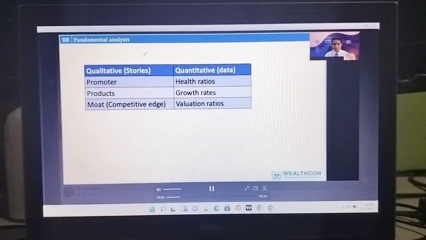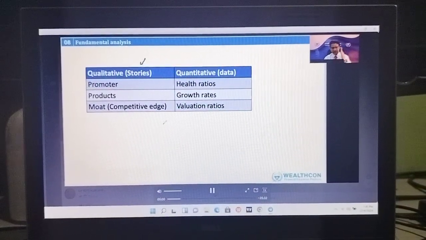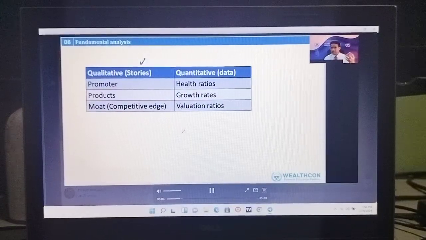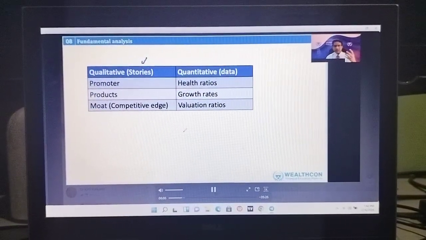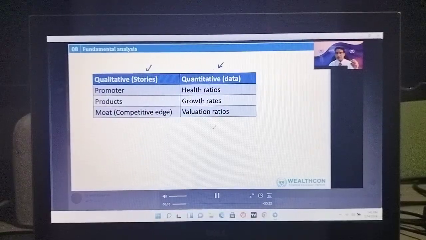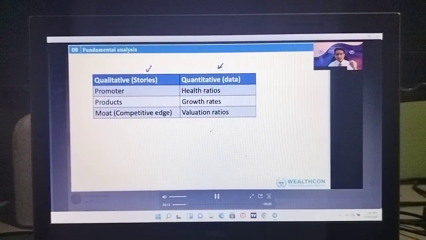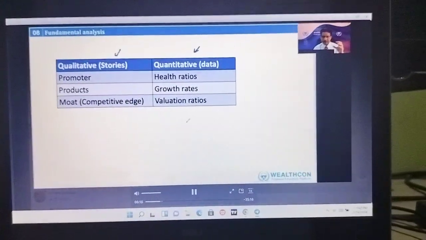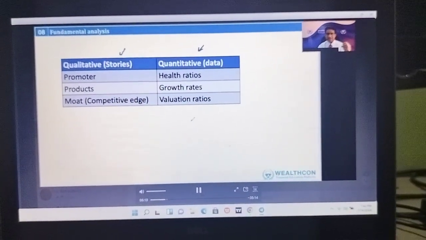But these are the stories. Stories mentioned in the form of words. Sometimes stories can be manipulated, and words can be picked. But the real truth comes from the data. Numbers don't lie. People can lie. Words can be lies. Numbers don't lie. So always start fundamental analysis with the data first.